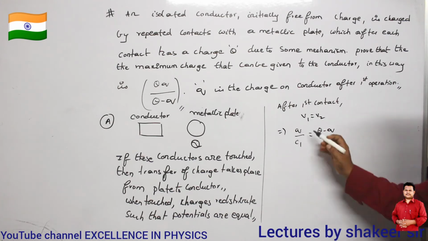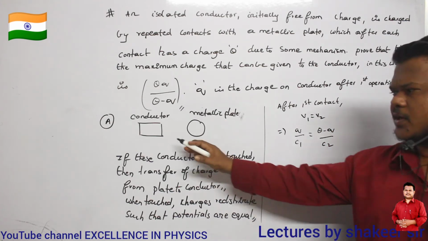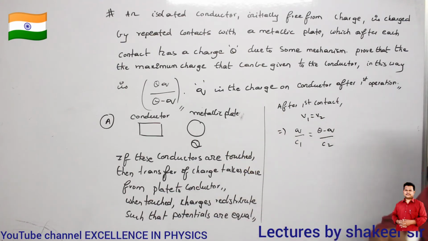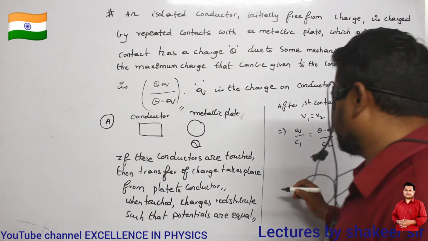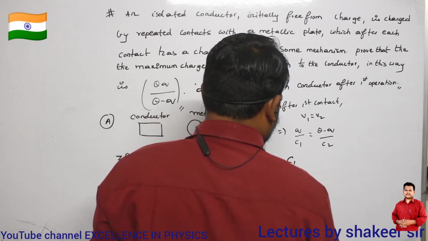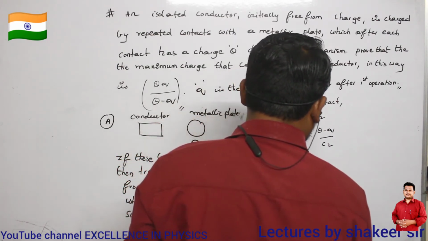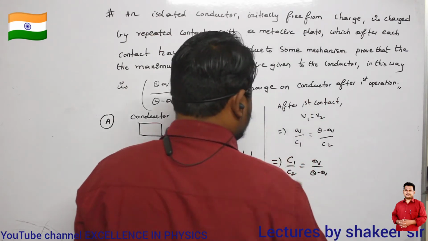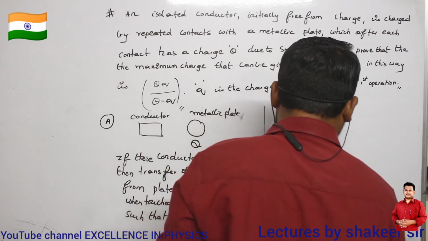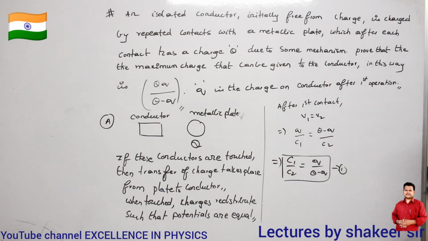Satisfied up to here? This is the potential present on the conductor, and this is the potential present on the metallic plate. Both of them must be equal. Clear? C1 and C2 are unknown quantities, so I will try to calculate their values. Therefore, C1 divided by C2 is equal to Q divided by Q minus Q. Let it be my equation number 1. Are you able to understand?